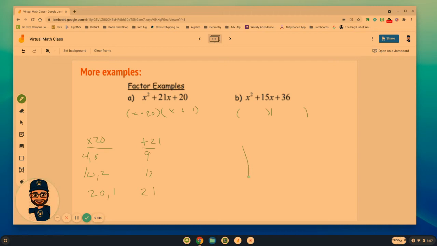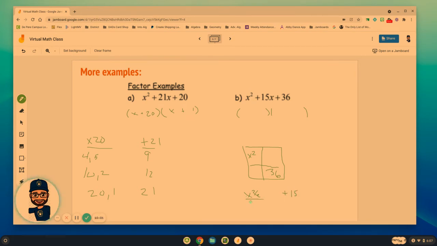Maybe you tried the box method. Let's look at the box on the second one. The a value goes up top, so that's x squared. That c value is going to go on the bottom. Two numbers that multiply to 36, but they add to 15.